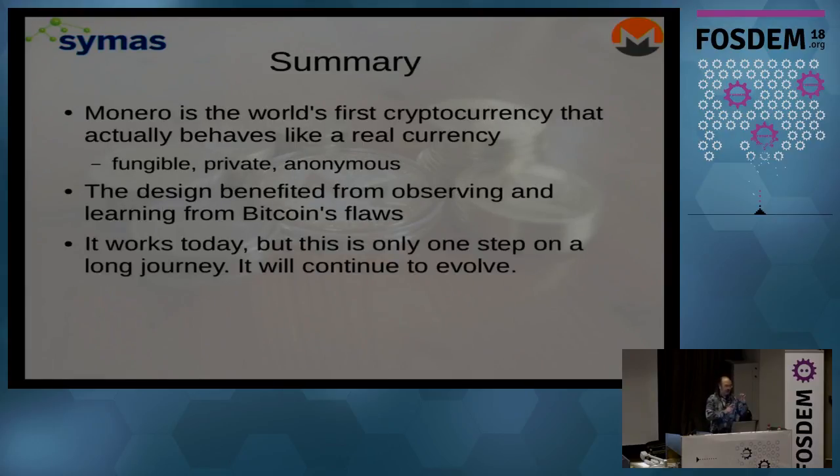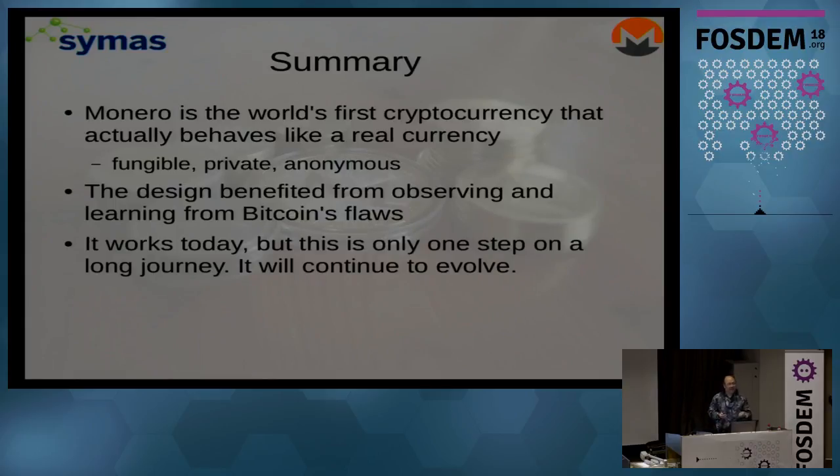So the takeaways I want to give you. Monero is the world's first cryptocurrency that actually acts like real money. It actually behaves like a real currency. And in fact, I would say everything else that calls itself a cryptocurrency is nothing of the sort. The word crypto comes from the Greek word kryptos, which means hidden. None of those other coins out there actually hide anything. And none of them actually behave like a currency.